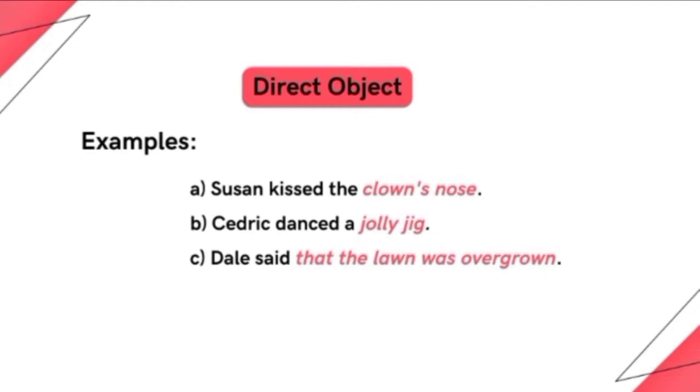Let's walk through a few more direct object examples. Next, we have Cedric danced a jolly jig. Here, the subject is Cedric and the verb is dance, and jolly jig is the direct object. And the last one, we have Dale said that the lawn was overgrown. Dale is the subject and said is the verb. And the words being highlighted here are the direct object, or the topic being talked about.